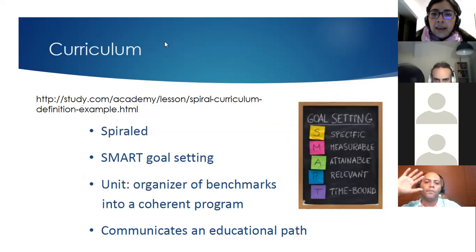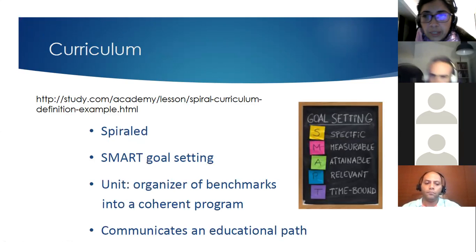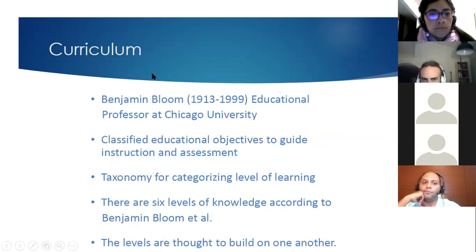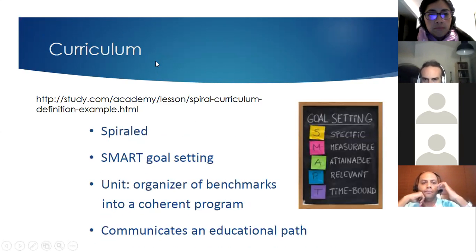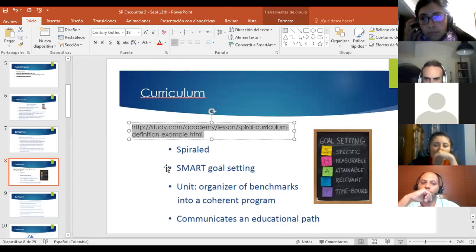Something that is also important is that it is suggested that the curriculum should be a spiral. Do you know what a spiral is? What can you think about a spiral curriculum? Any ideas? Maybe a curriculum that goes back and forth through the contents that have been studied throughout the course.